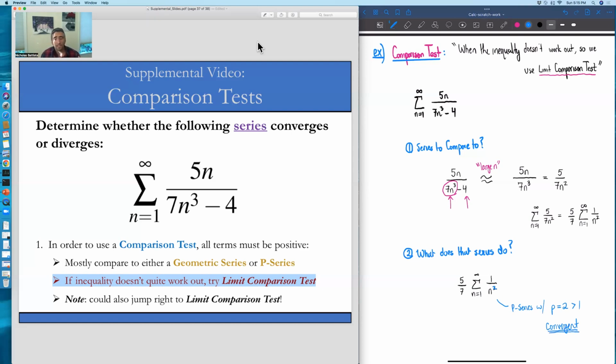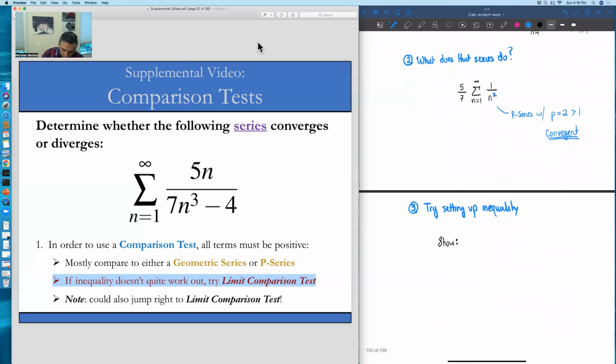So again, the next thing we're going to try, since we know now we're comparing our series to a known convergent series, is to set up an inequality. And for us, what that means is, in order to make sense of this logically, we need to show that our series is smaller than a known convergent series. So we have our series that we started with, 5n over 7n cubed minus 4. And we want to show that for any n value, it's always going to be less than or equal to that known convergent series function, 5 over n squared. And again, we haven't shown this is true. This is an inequality that we're going to want to try showing is true through some algebra.